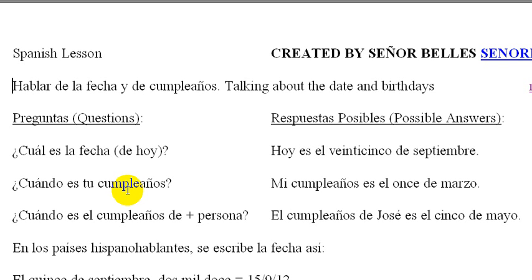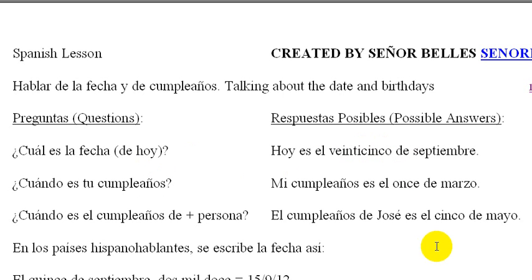And if today is September 25th, I would say, hoy es el 25 de septiembre. Today is the 25, or 25th in English, of September. Notice that I just put 25. I don't have to worry about the ordinal number 25th. There's only one instance when I have to worry about that, and I'll point that out to you in just a second.